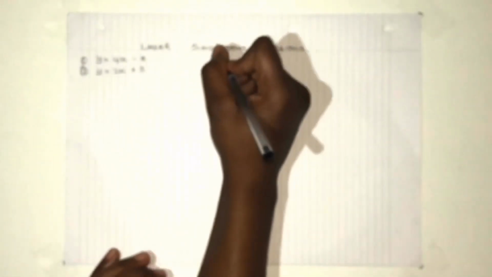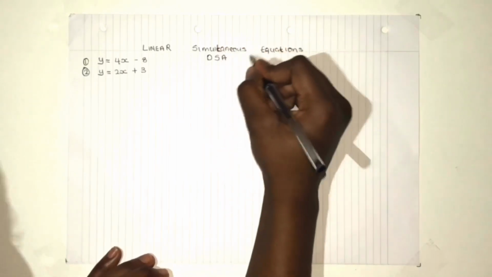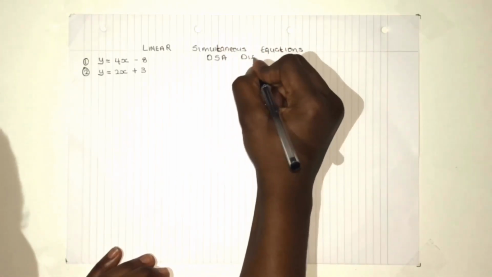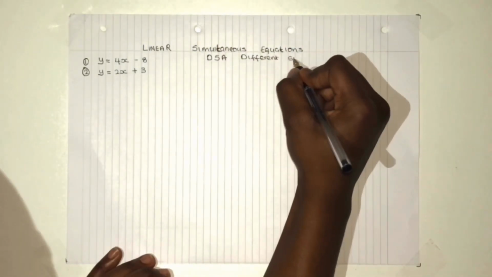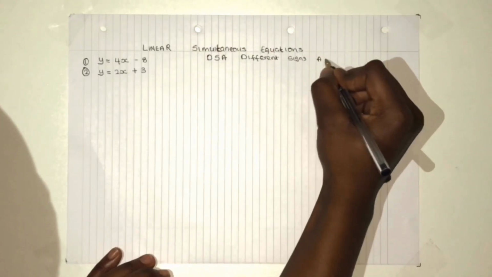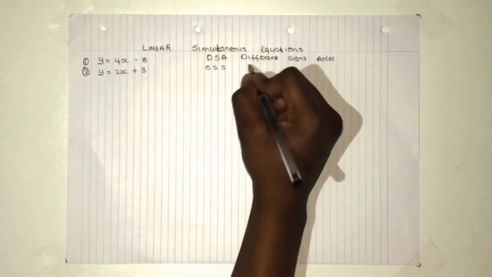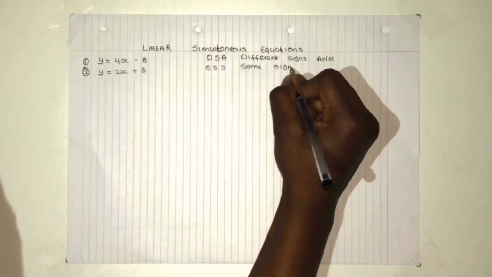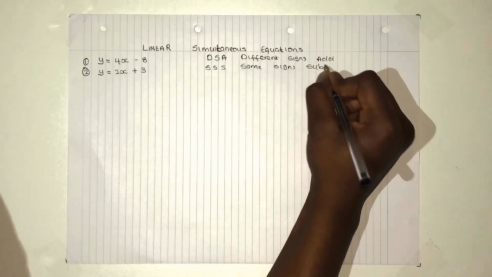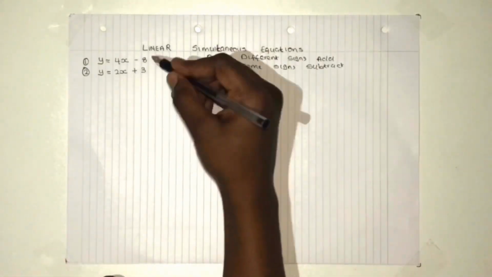First, I would say you should put DSA, meaning different signs add, and triple S, same signs subtract. This is so you understand what to do with the signs.